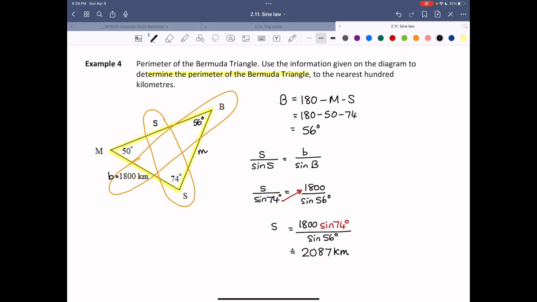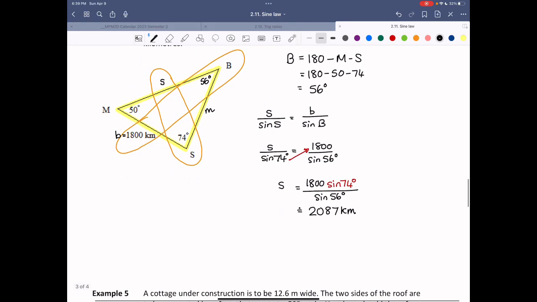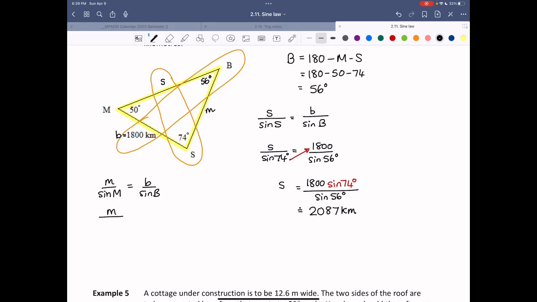Okay. Now we need to do the same for M. So I'm going to go over here with M. I know that M over sine M is equal to, we'll do B over sine B again. Substituting our known values, M over sine 50 this time is equal to 1800 divided by sine 56. Cross multiplying, we get M is 1800 times sine of 50 divided by sine of 56. And just put that in your calculator.